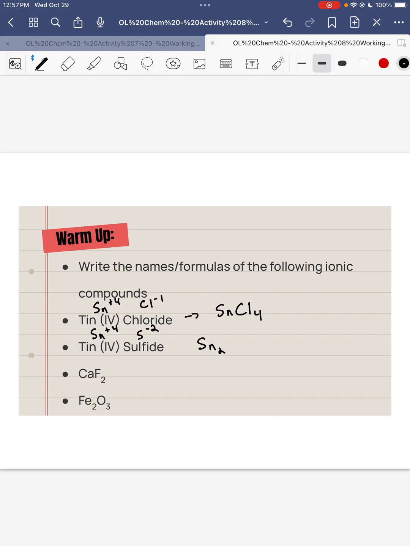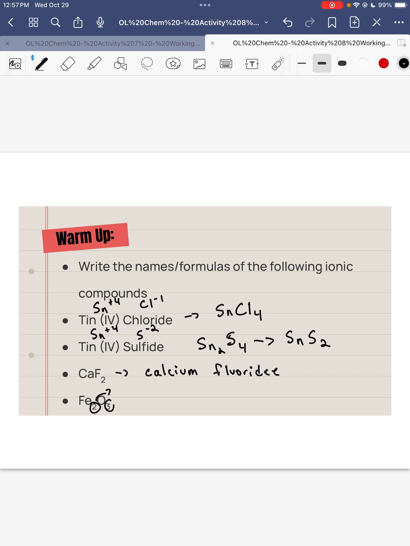So that means when I do the crossover method, I would do something like this, which simplifies into SnS2. Next, I have CaF2. I'm just going to write the name of this. I don't have a transition metal here, so I don't need any Roman numerals, so I'll just name this calcium fluoride, very simply.